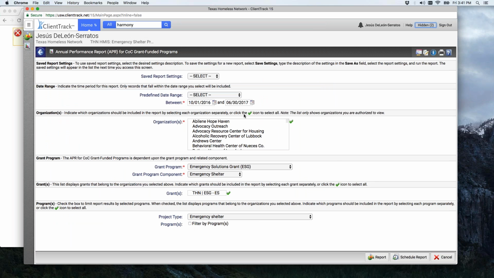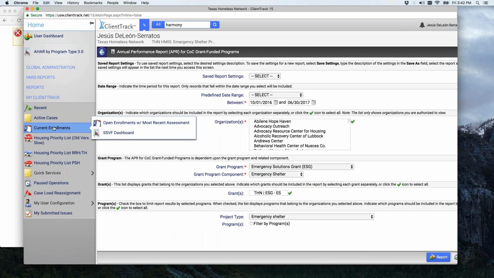Now, this is one way of knowing if you need to do annual assessments on your clients. There are many ways to do this, and I actually prefer another one. Actually, I'm the only one that likes it this way because my team doesn't like this one. I'm sorry, guys, if you're hearing this. I go here to my client track, current enrollments, and then I look for open enrollments with most recent assessments.